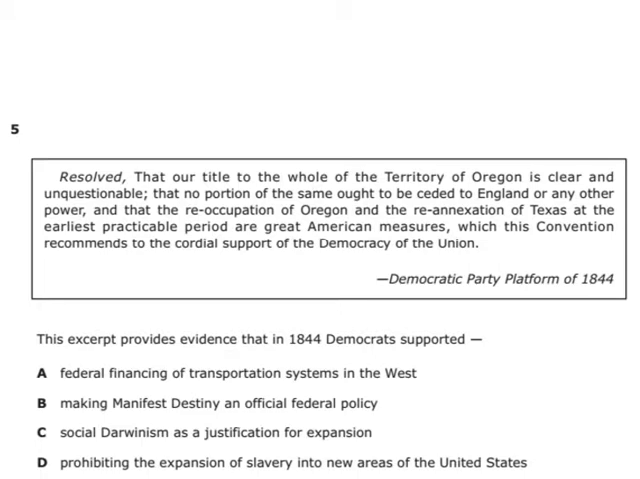Resolved that our title to the whole of the territory of Oregon is clear and unquestionable, that no portion of the same ought to be ceded to England or any other power, and that the reoccupation of Oregon and the reannexation of Texas at the earliest practicable period are great American measures, which this convention recommends to the cordial support of the democracy of the Union. Democratic Party Platform, 1844. This excerpt provides evidence that in 1844, Democrats supported making manifest destiny an official federal policy.